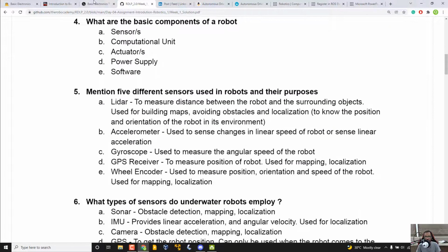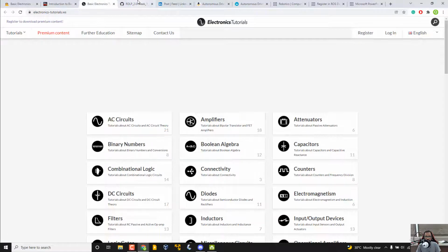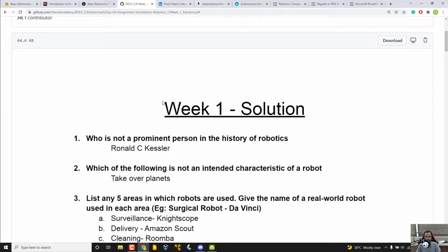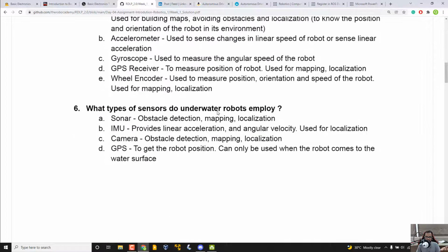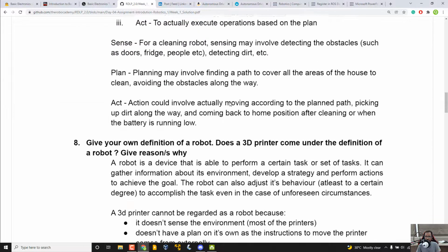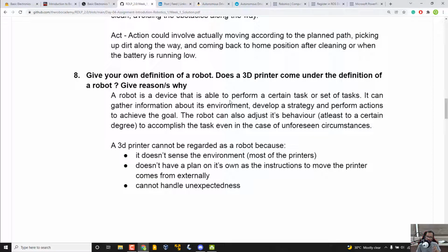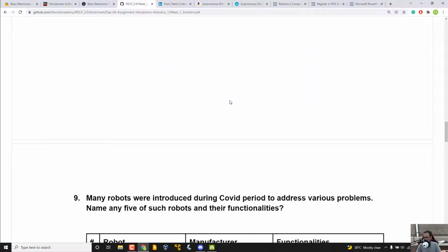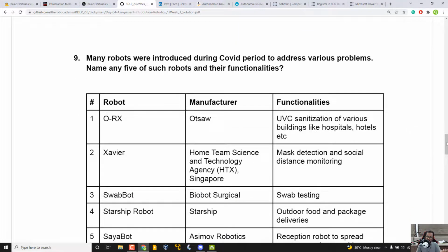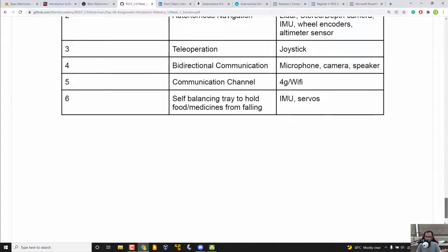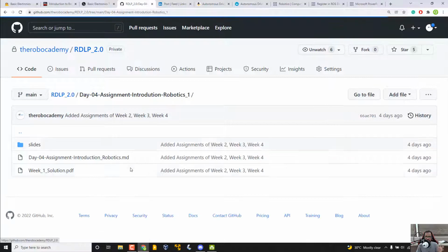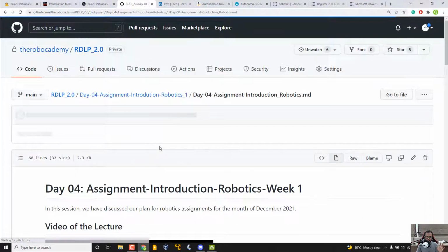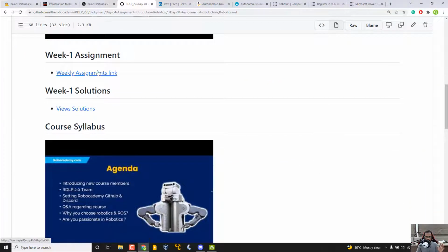From the assignments you can find we are discussing from the history of robotics, and it's all very relevant questions. It has, I will say, some practical aspects as well. I think it will be a good experience for you to work with these assignments, and mostly the assignments are put in a Google form, so you can just fill it up.